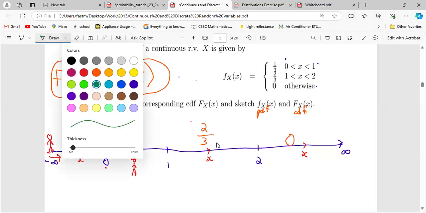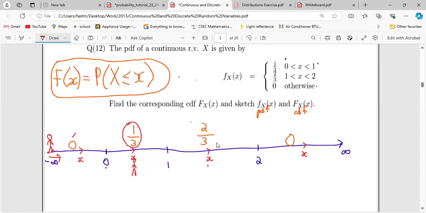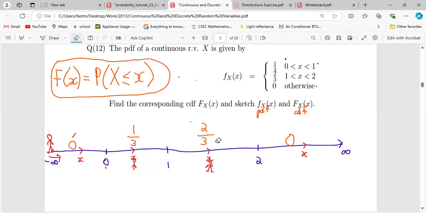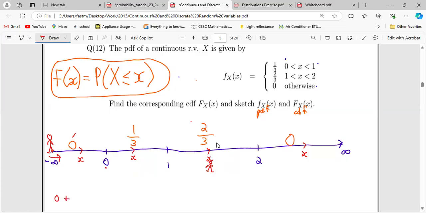Let me go again. Let's say the stick man continues to walk and he stops here. Now he wants to know the probability of everything before him. Remember he starts from minus infinity, so all you're going to do is add up the areas before him. From minus infinity to 0 is 0. Plus 0 to 1: he has passed this already, so you know it's going to cover the whole thing. So it'll just be 1/3.